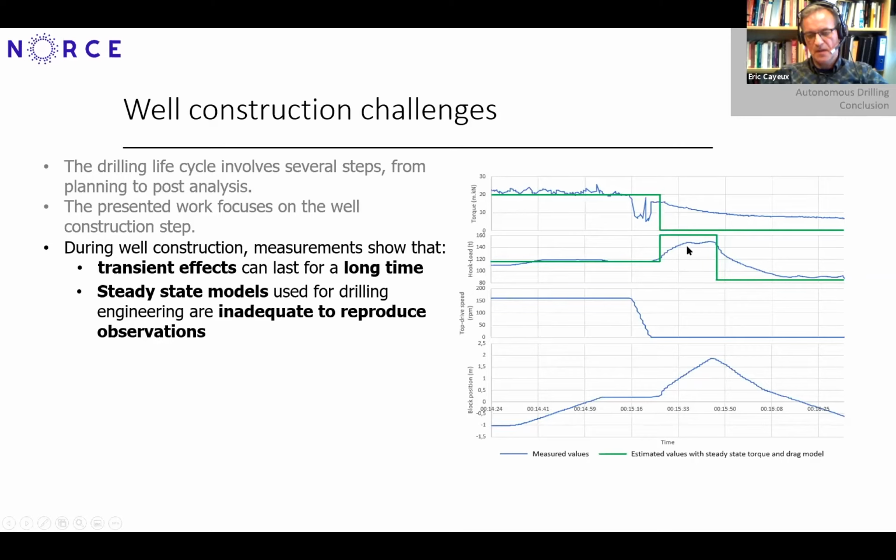Similarly, the hook load is not increasing immediately to the pickup weight and is not decreasing immediately to the slack off weight, while those steady state models that we are using in engineering are predicting that the torque goes directly to zero when we stop the rotation, and the pickup weight and the slack off weight are reached immediately as soon as we change the direction of movement. So there are a lot of discrepancies there which are not sufficient for dealing with real-time operations.